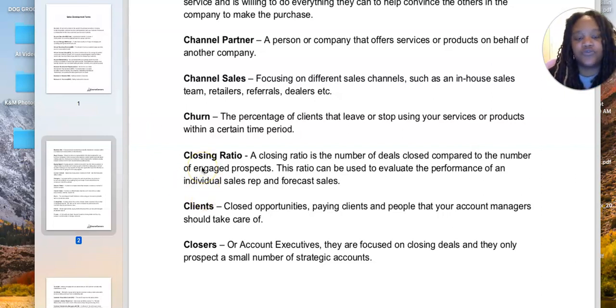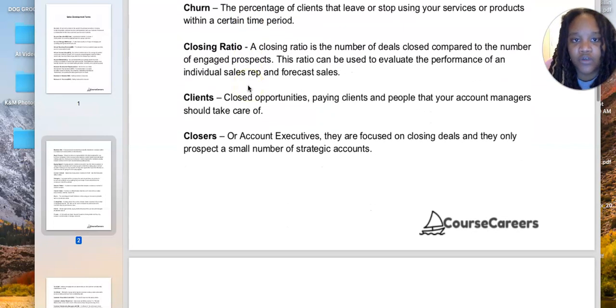Okay, closing ratio. A closing ratio is the number of deals closed compared to the number of engaged prospects. This ratio can be used to evaluate the performance of an individual sales rep, as well as forecast that sales rep's performance. So it's always important to have a very high close ratio, because that's going to directly determine how well you perform.